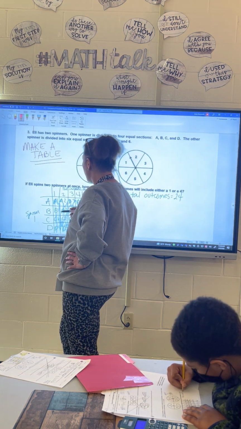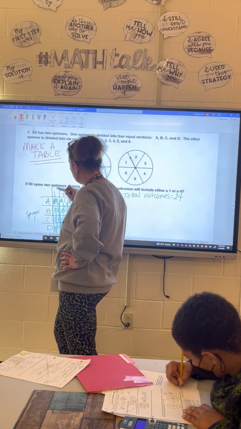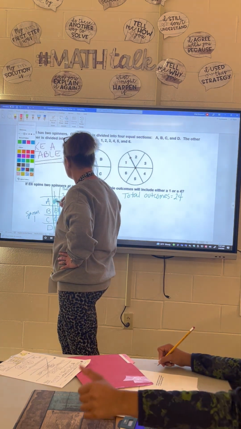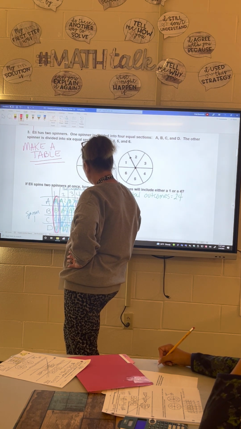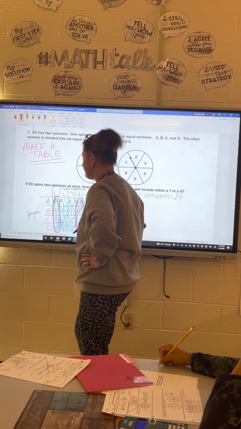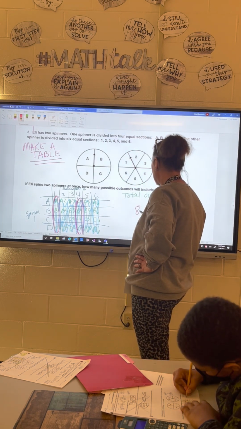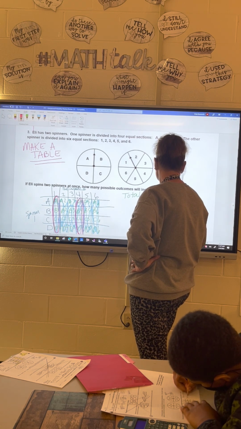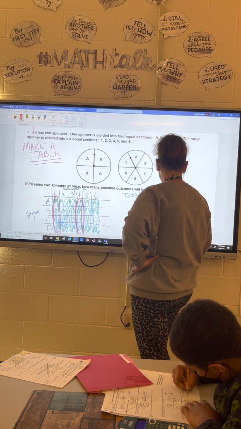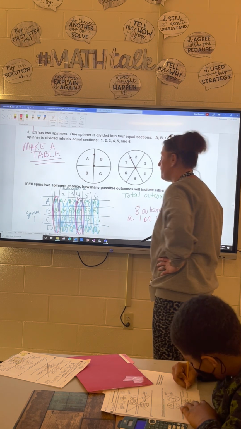Now I want to know the outcomes that have a 1 or a 4. Well, all of those have a 1. All of those have a 1. And all of those have a 4. So I have 8 outcomes with a 1 or a 4.